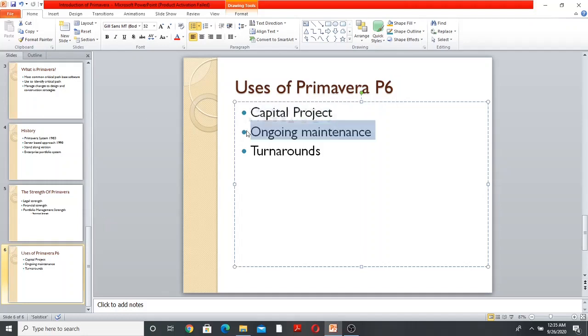Now we will talk about the second important use, ongoing maintenance. P6 can be used to schedule and manage ongoing maintenance work on a facility or network such as a wind farm or electrical grid. And the third use of Primavera P6 is turnarounds: high risk, large impact projects that fit into a plant's shutdown schedule. The work is carefully planned, managed and communicated, as any delay has a huge per day cost impact on productivity. That was all about the Primavera introduction.